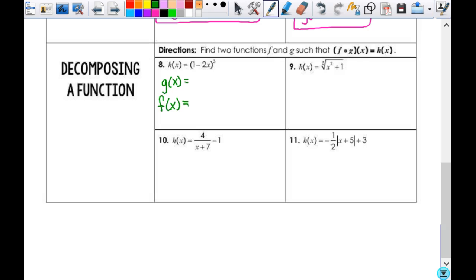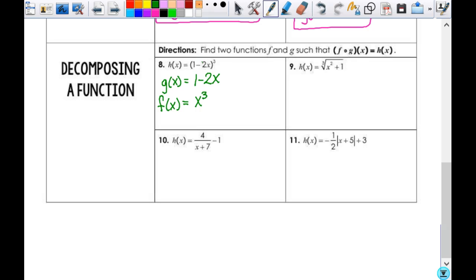So I'm looking for two functions, one that could get substituted into the other. So if I work from the inside out, the inside part here is 1 minus 2x, right? So I'm going to make that my g of x, 1 minus 2x. If that is g of x, what would f of x have to be? x cubed. Okay, because then I just take this, substitute it into x cubed. That's what I get right there. You saw it's just the opposite of what we've been doing? We're just taking them apart. That's why it says decomposing instead of composition, the decomposition.